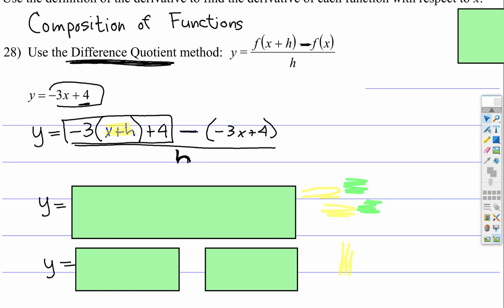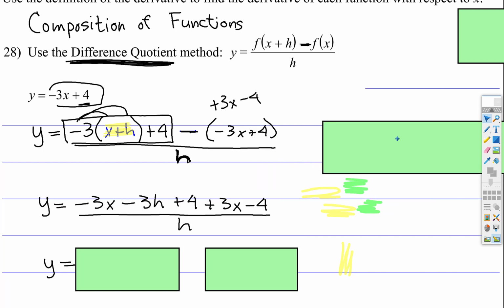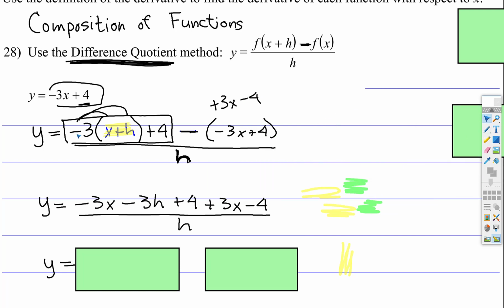So you're going to do the distributive: -3 times x, -3 times h. You're going to bring down the plus 4. Subtract a negative, well, subtracting a negative is adding 3x, and subtract positive 4. So when we simplify that, we have -3x, -3h, plus 4. And then we have this stuff right here, plus 3x, subtract 4.